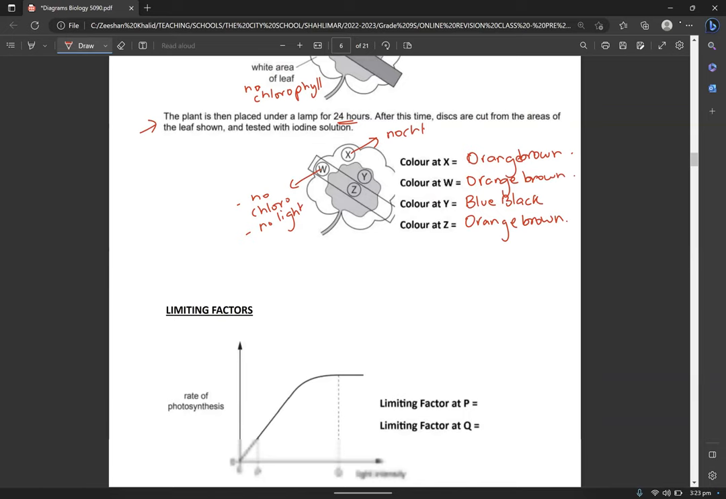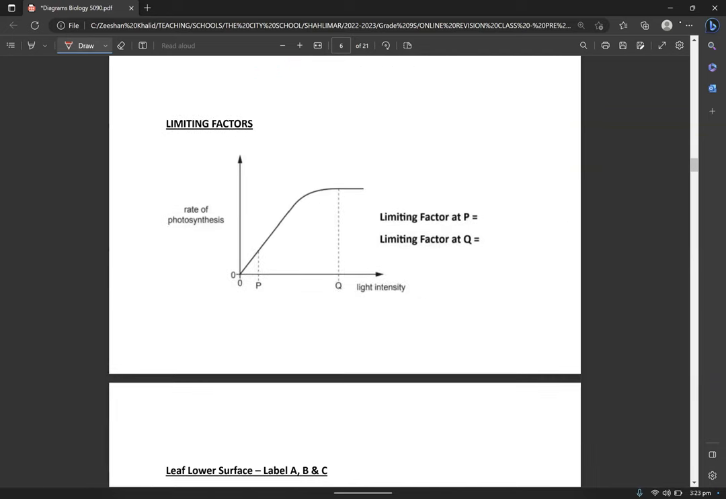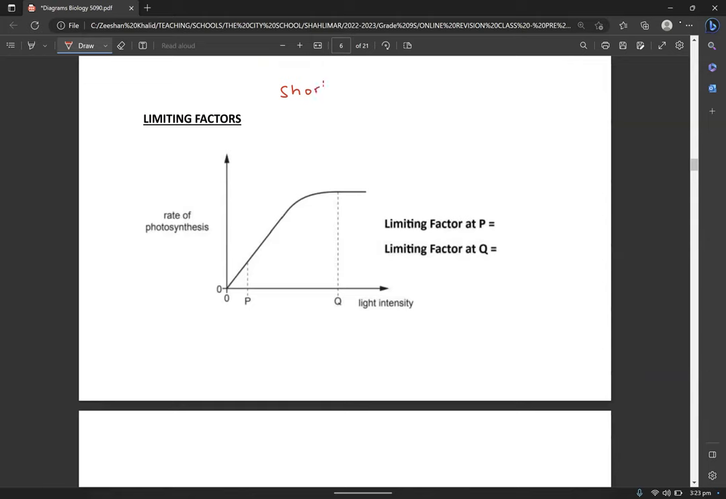Okay. The next part is the part for limiting factors. Okay. Limiting factor, agar aapko yaad ho, wo kya hai? It is the factor shortest in supply. Jaldi se main yahan pe likh deta hu. It is the factor which is shortest in supply.